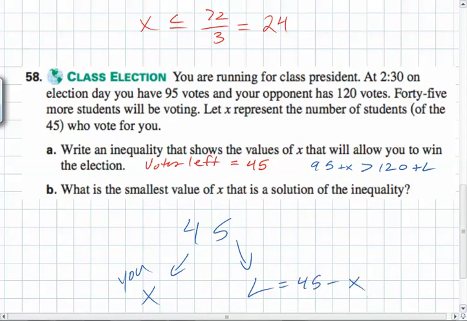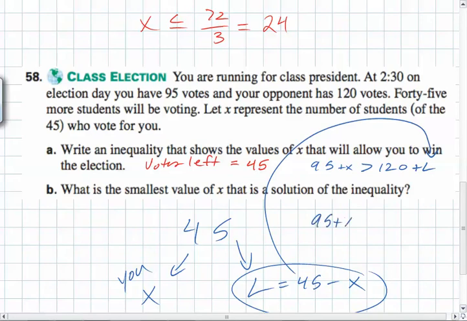X. So what do you know? You can take this, plug it in for L, and what do you end up with? 95 plus X has to be greater than what? 120 plus 45 minus X. Because what does X represent? X is the number of students who vote for you. So how many students vote for the other person? 45 minus X. This is the number of votes for the opponent.